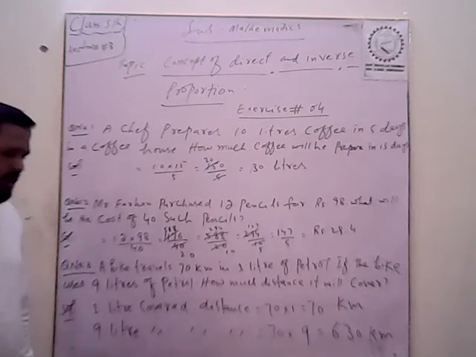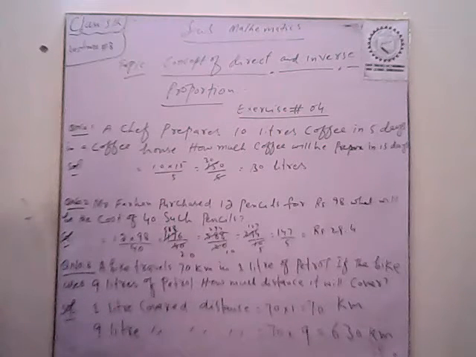Now question number 3 is that a bike travels 70 km on 1 liter of petrol. On 1 liter, the distance covered is 70 km. Now if the bike uses 9 liters of petrol, how much distance will it cover? Tell me how much distance will be covered in 9 liters.